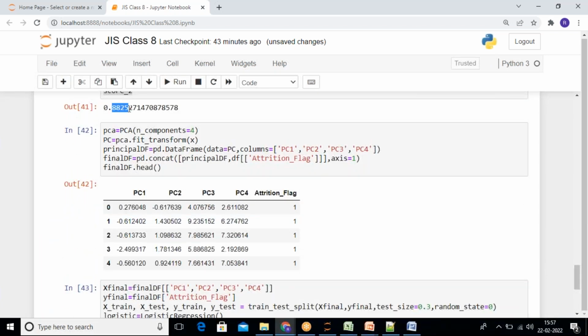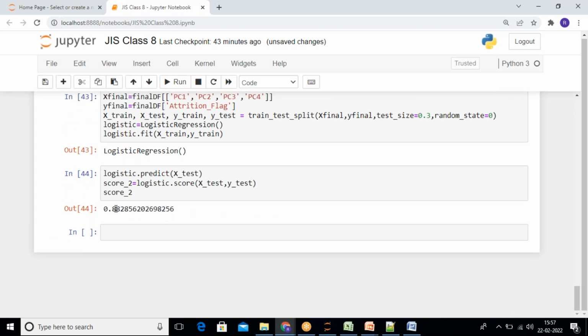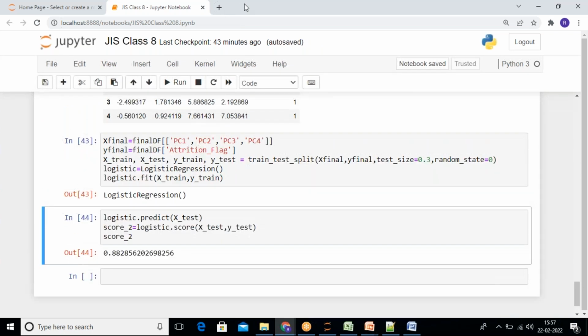So it was 88.25 previously, and now it is 88.28. There is not much increase, so I will not go for 5. This is done. Complete.